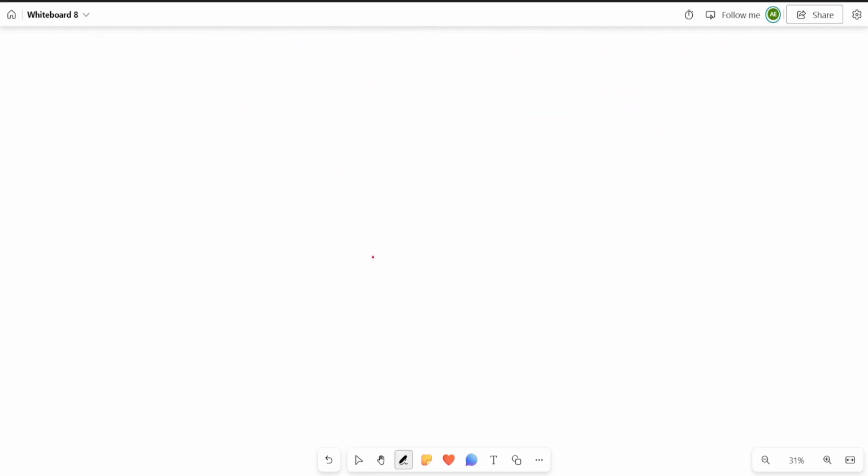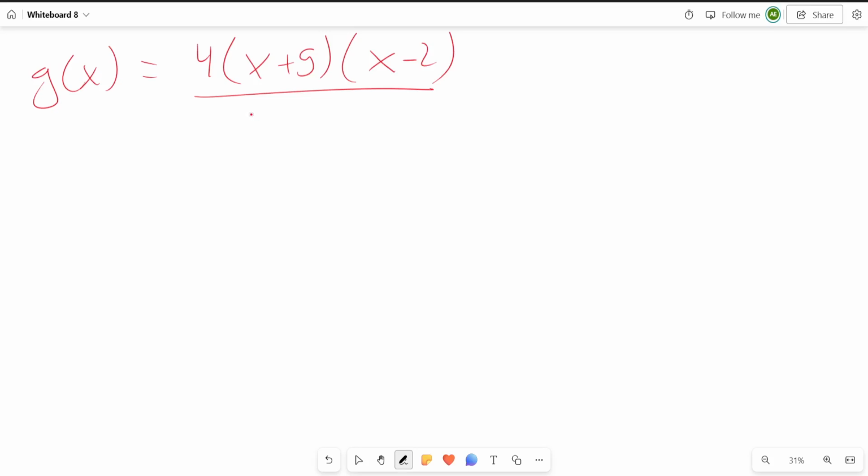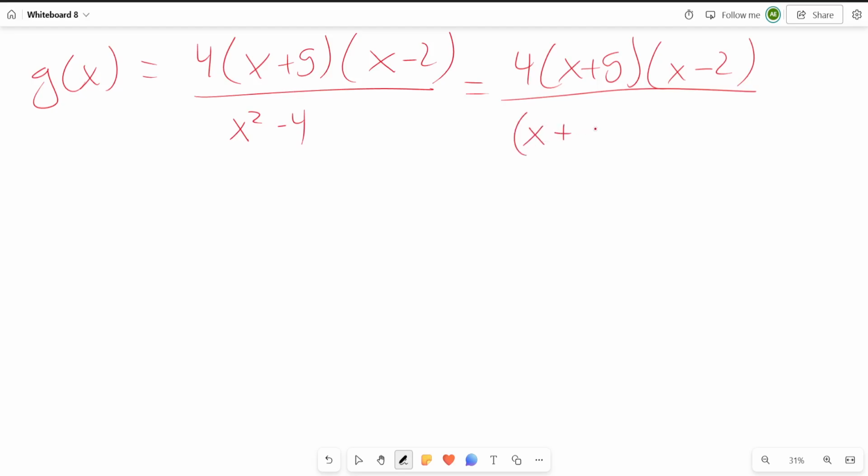Okay, let's take another example. Let's say that we have g of x equals 4 into x plus 5 times x minus 2 over x squared minus 4. Again, let's fully factorize the denominator. So this is going to be, this is difference of two squares. So this is going to be square of the first plus square of the second times square of the first minus square of the second.